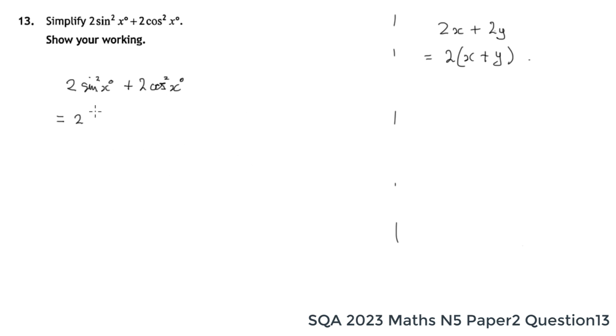So let's take 2 outside the brackets. We'll take out a common factor of 2. And we're left with sine squared x plus cos squared x.